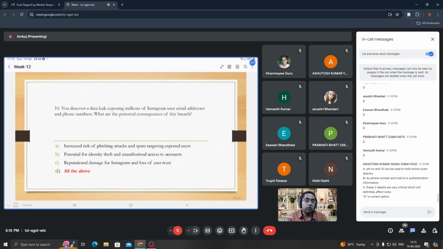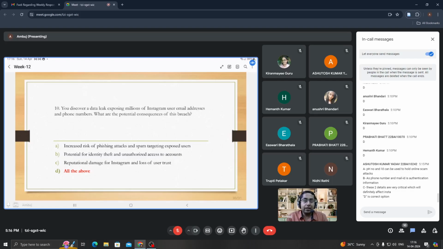Okay. Increasing risk of phishing attacks and spam targeting exposed users. Definitely. See, phishing attacks, they take through a medium only. Okay. So if the email addresses and phone numbers are just getting exposed, then definitely the risk increases. Okay. Spam targeting also increases because the user information has just been thrown in the open. This is the thing.